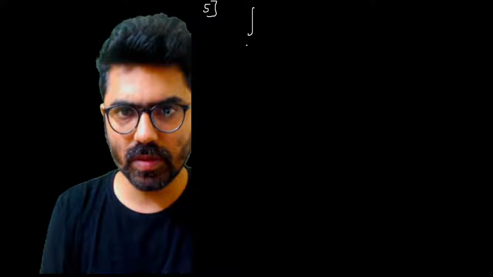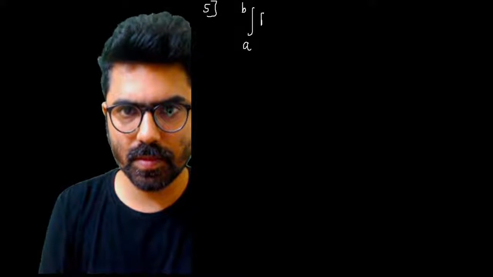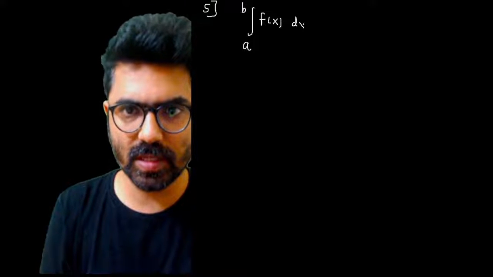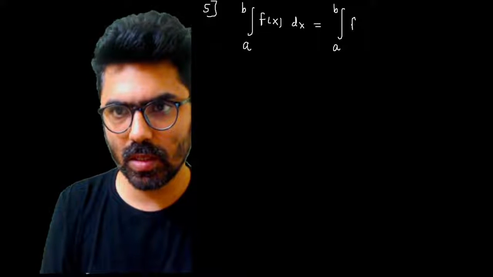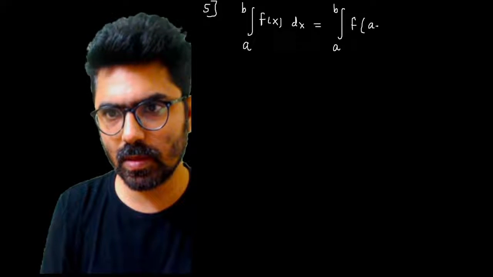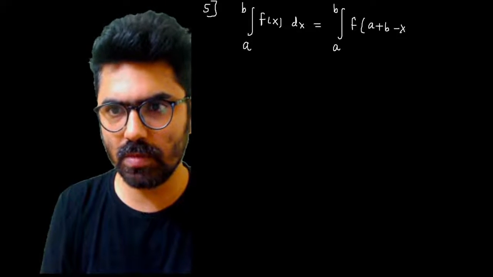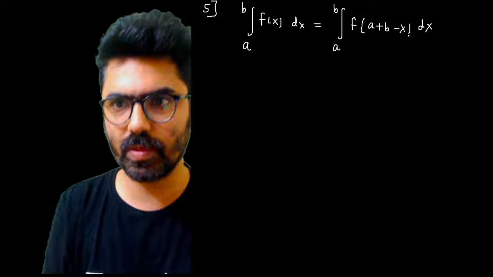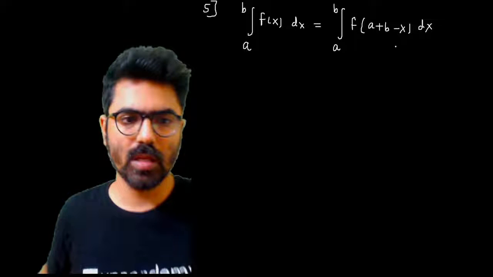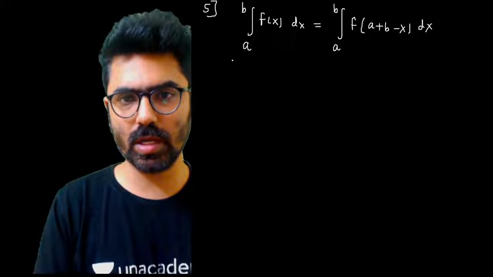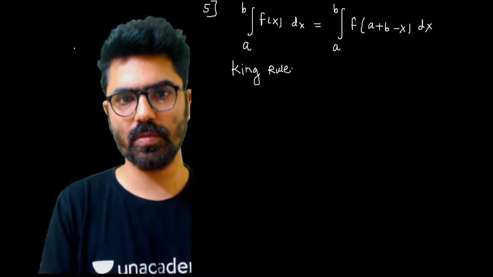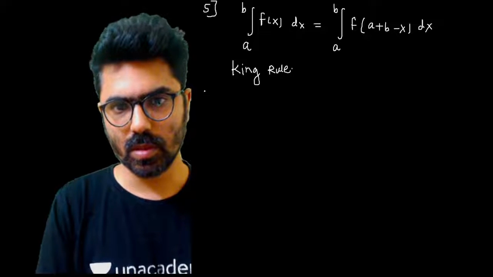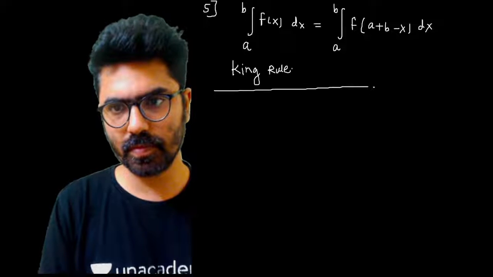Now the next property is the fifth one, which is the integral from a to b of f of x dx. You can write this as the integral from a to b, where instead of x you can replace a plus b minus x dx. Instead of x you can replace a plus b minus x dx. This is also called the king rule. Okay, now let's practice some questions based on it.